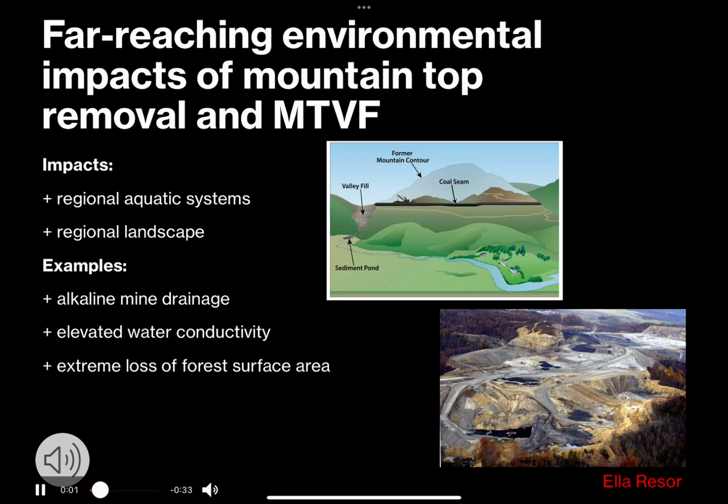Some of the more far-reaching environmental impacts of MTVF include impacts on regional aquatic systems and regional landscapes. Some examples of the impacts on aquatics in the region include an increased amount of dissolved matter from alkaline mine drainage, which alters the environment in which many organisms live, and elevated water conductivity in streams beneath valley fills. Specifically, water in affected streams has been found to be anywhere from 2 to 10 times more conductive than water in unmined streams. An example of a landscape impact is the loss of over 5,600 square kilometers of forest due to MTVF coal mining.